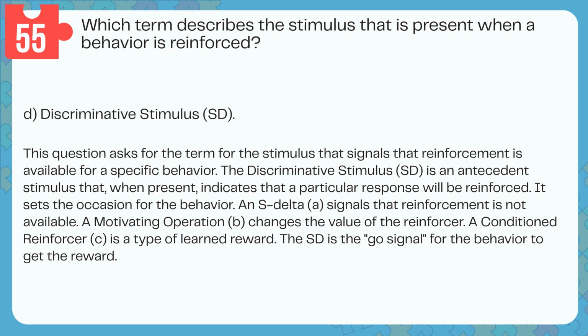An S delta, A, signals that reinforcement is not available. A motivating operation, B, changes the value of the reinforcer. A conditioned reinforcer, C, is a type of learned reward. The SD is the go signal for the behavior to get the reward.